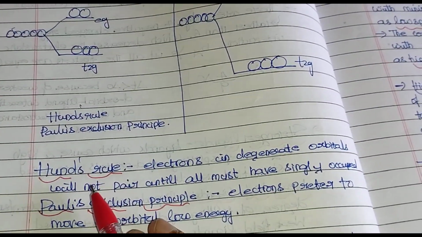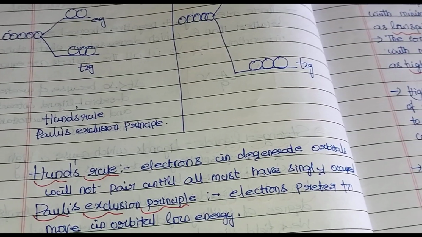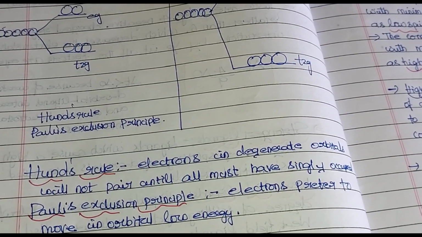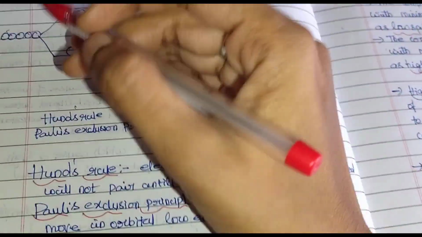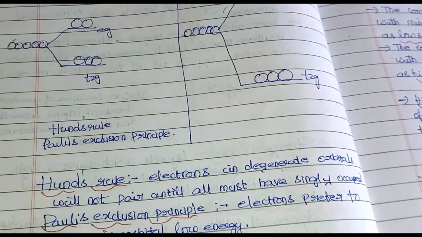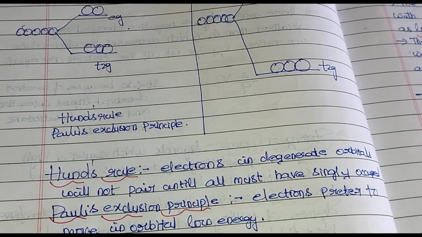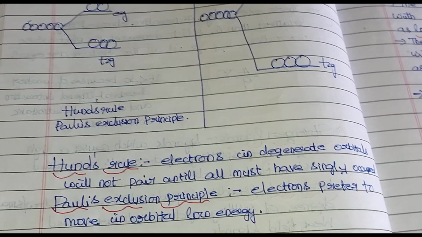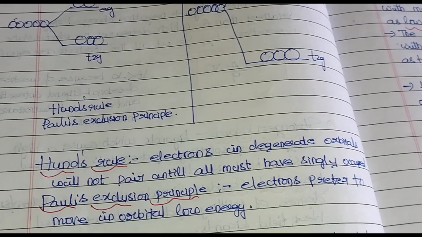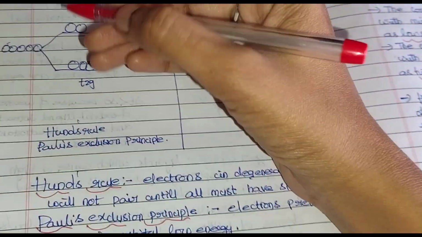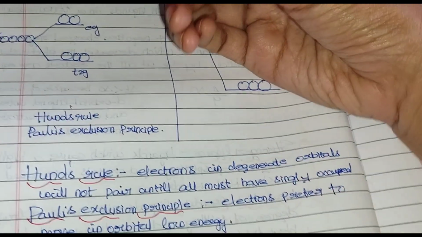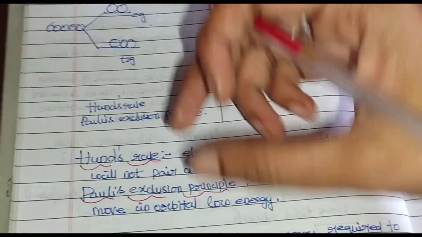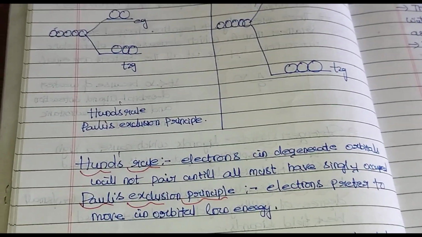So what is Hund's rule? According to Hund's rule, electrons in degenerate orbitals will not pair until all of them are singly occupied. Until all are first singly occupied, pairing will not take place. Pairing will take place when all are filled with single electrons. And Pauli's exclusion principle: electrons prefer to move in orbitals of lower energy. First lower energy orbitals will be filled, after that higher energy orbitals will be filled. These two principles we should follow while filling the electrons.